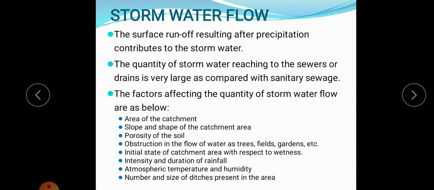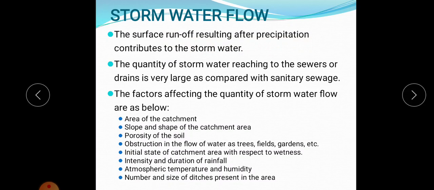So here we will discuss the methods to estimate the maximum rate of storm runoff, known as peak drainage discharge. Here we have to calculate the stormwater flow which is going to flow through the sewer. When rain falls on an area, a part of it is infiltrated into the soil, a part of it is evaporated, and the remaining water will flow overland towards the valley as storm runoff. That surface runoff resulting after precipitation contributes to stormwater. So stormwater is actually the runoff water.